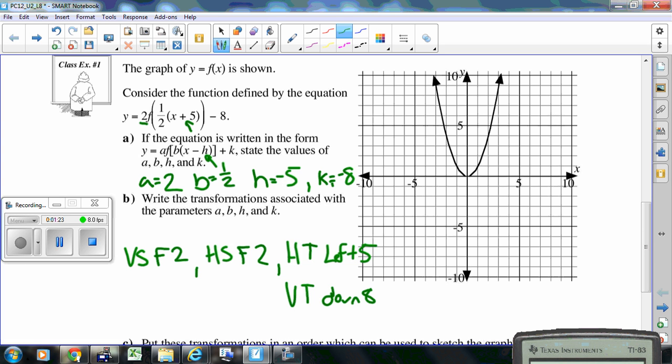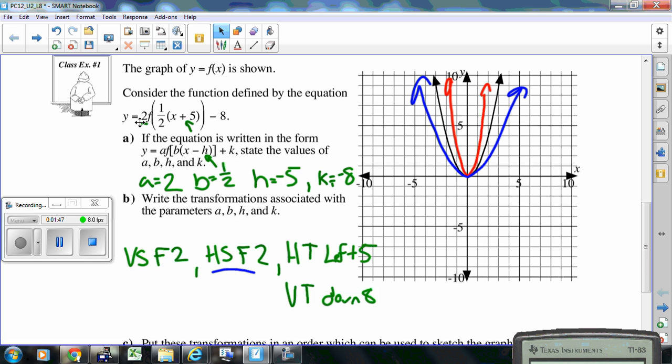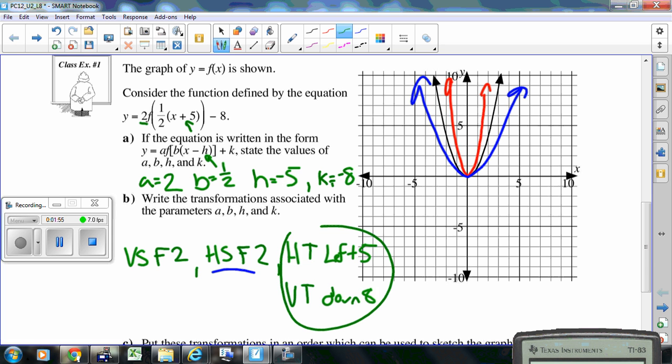So stretched by a factor of 2, it's going to go to there. No reflections. Then to here. And then left 5, down 8. Now I'm going to do both of those in one piece here. Left 5, down 8. So I'm just going to take this point over here, down to there.